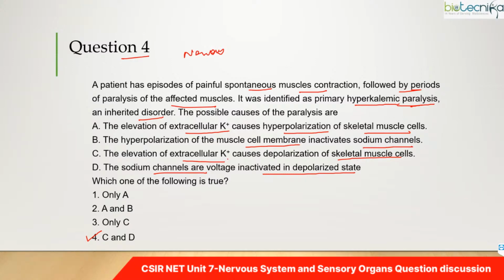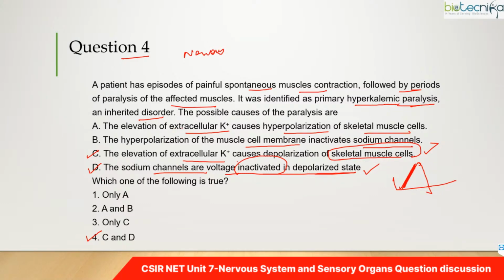The elevation of extracellular potassium will cause depolarization of skeletal muscle cells. So sodium channels are voltage inactivated in the depolarized state, right? Now, to generate another action potential, they have to go back to the resting state. That cannot occur, so that is why the muscles will be paralyzed. They cannot move, the muscles become stiff. Clear? So that is why C and D will be the right options over here.